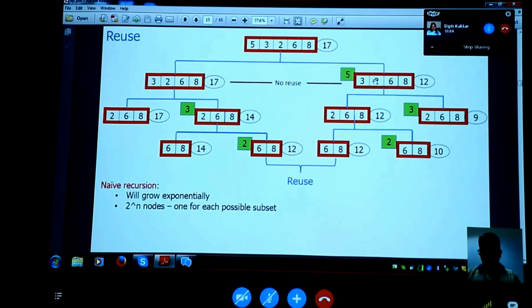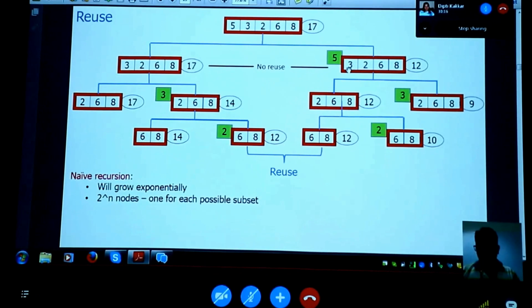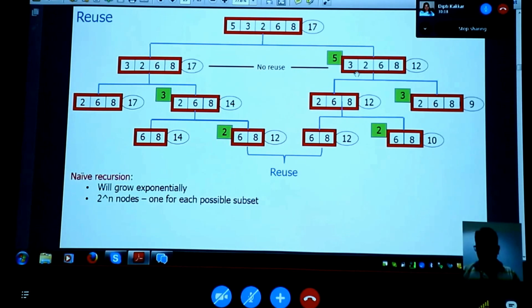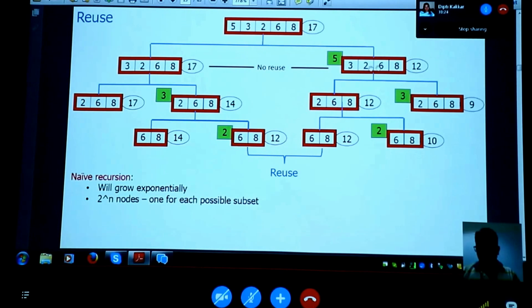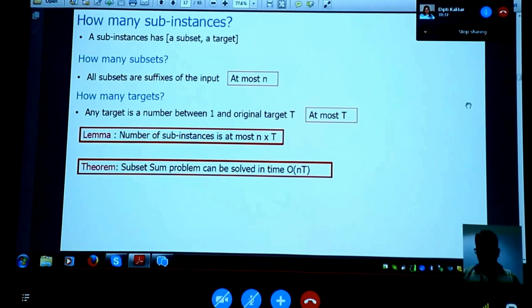So every instance, when it asks for a recursive solution, always removes the first element and constructs the suffix as the instance set, right? Like here also, 3, 2, 6, 8. I guess 3 is there, I guess 3 is not there, but nevertheless, the set I get for my new instance is the suffix, right? 268, 268. So, therefore, the number of subsets is the number of suffixes.